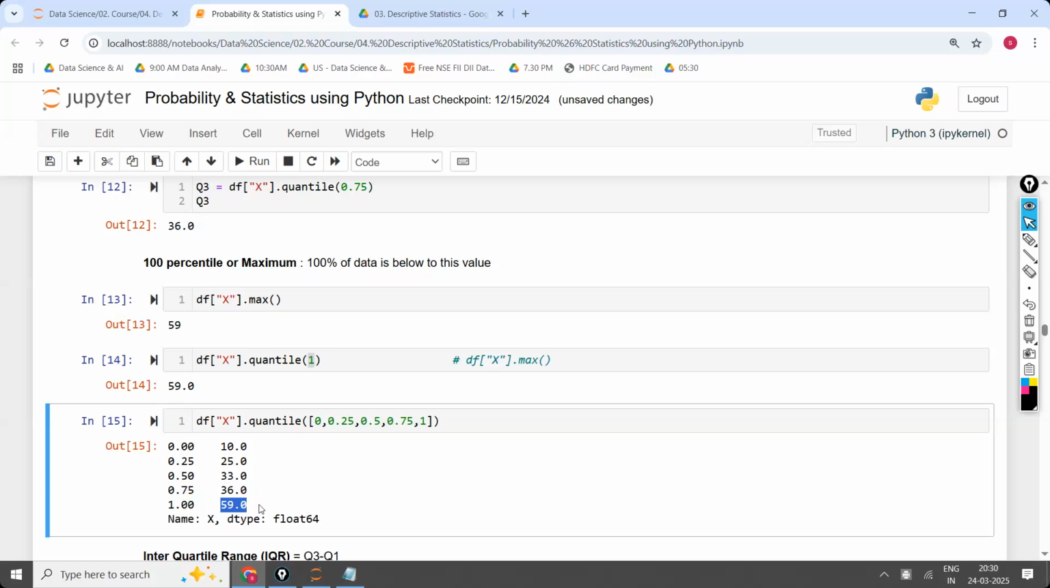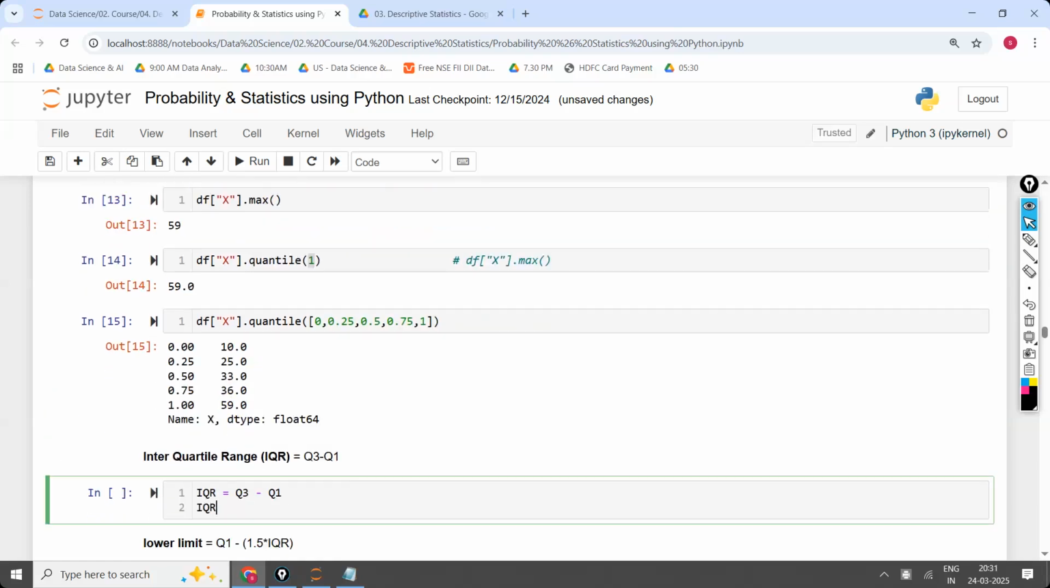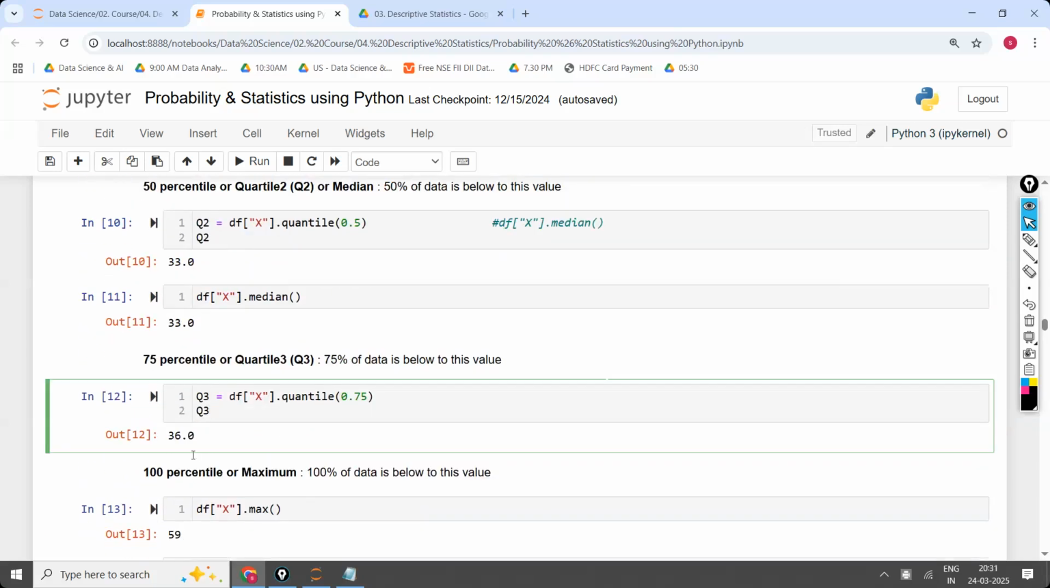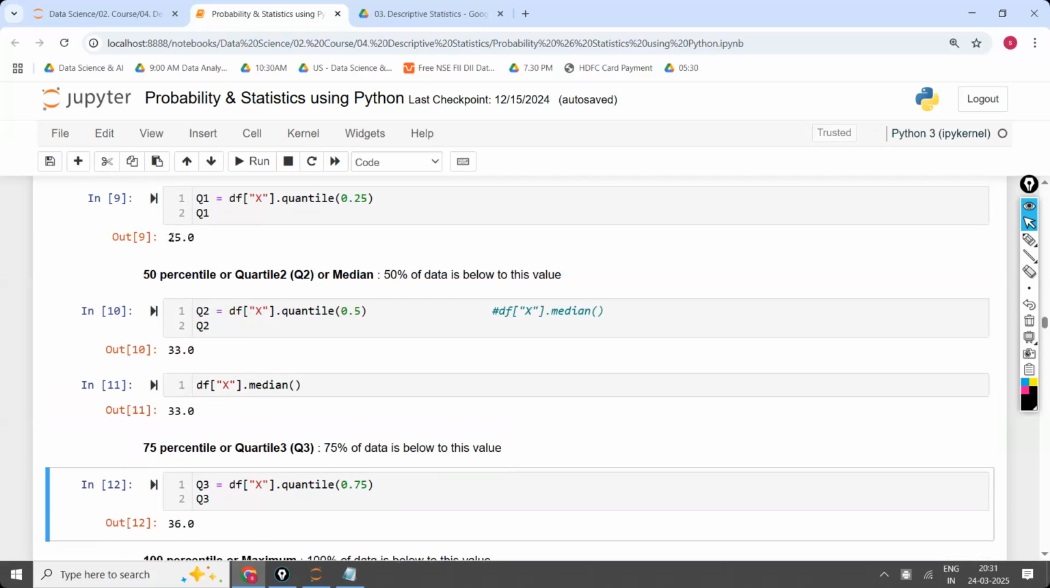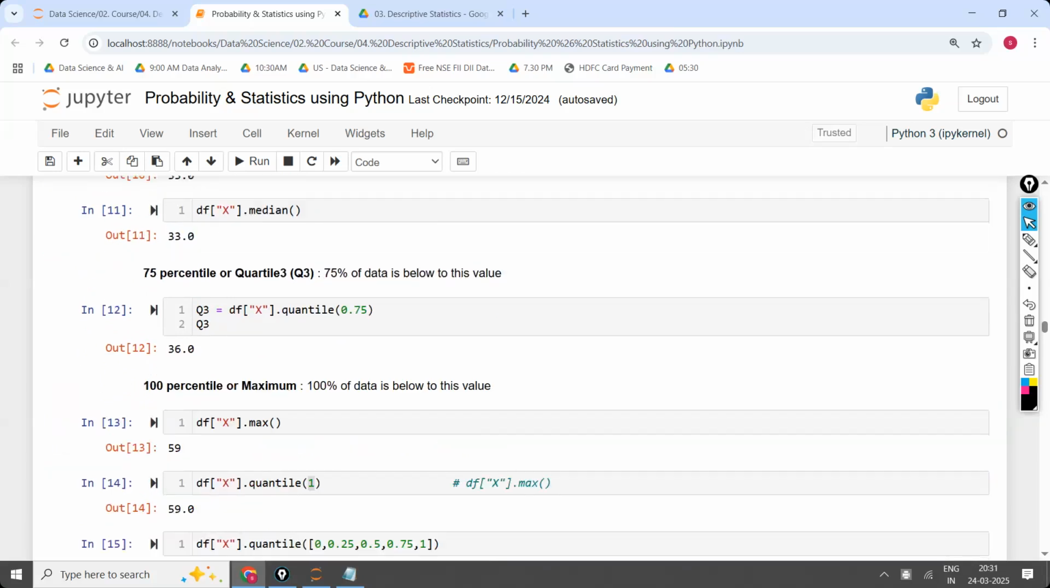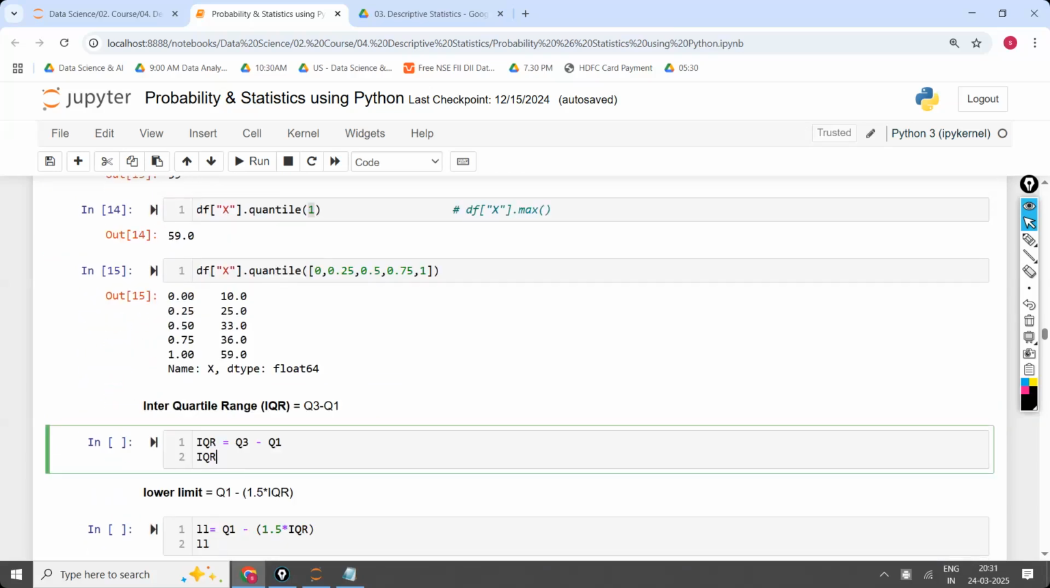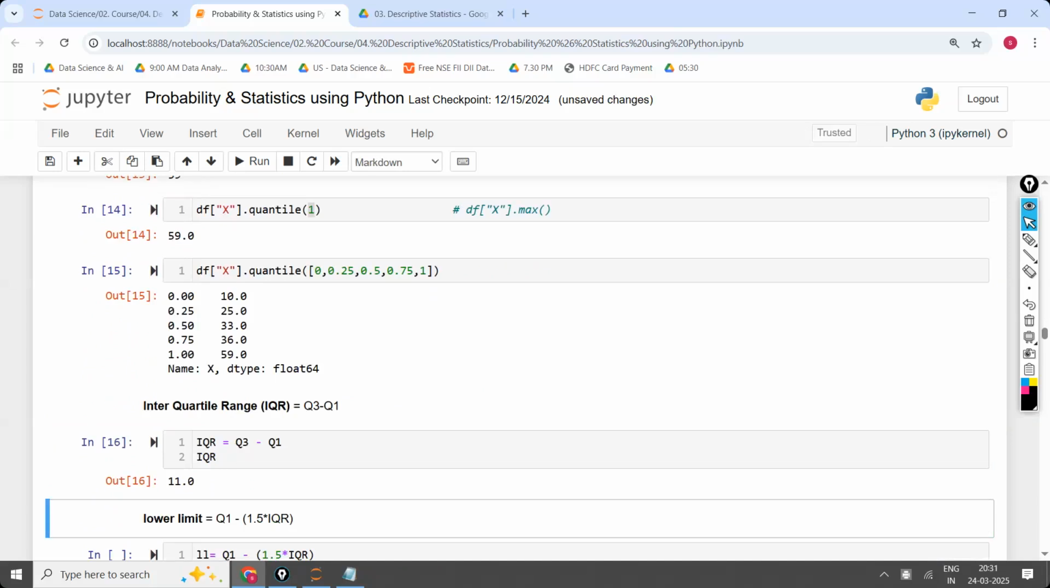Now what does interquartile range mean? Q3 minus Q1. What is the Q3 value here? That is the 75th percentile, that is 36. 36 minus the Q1 value, what is the value? 25. 36 minus 25 is 11. That is the IQR for this data set. Clear guys? Everyone?